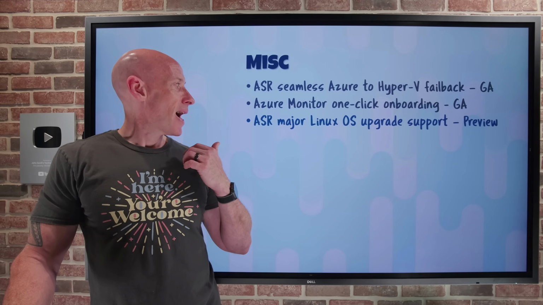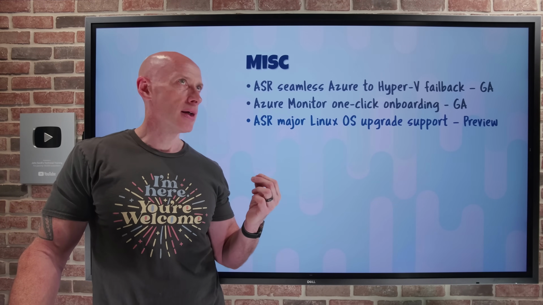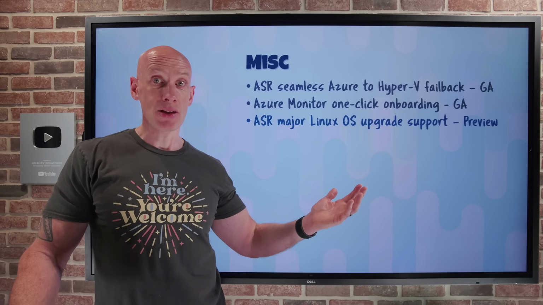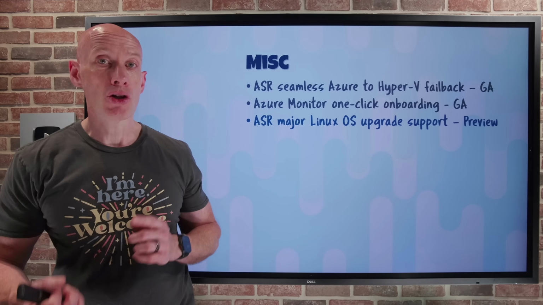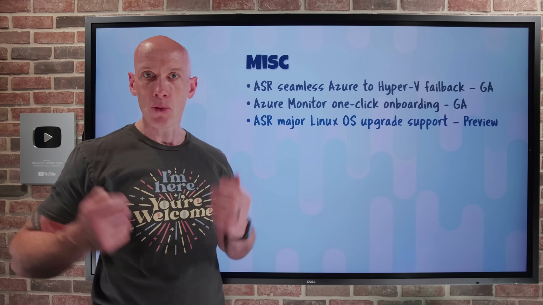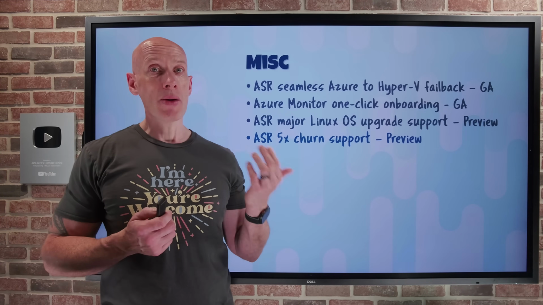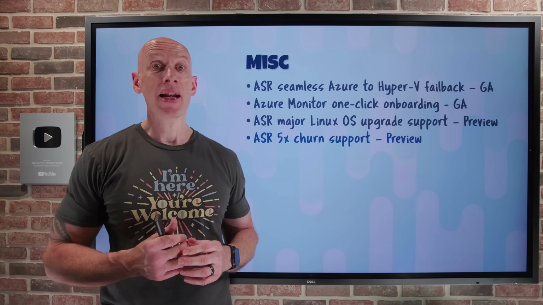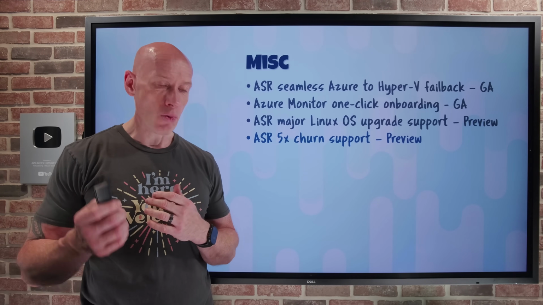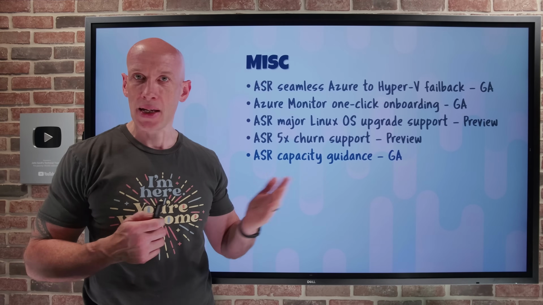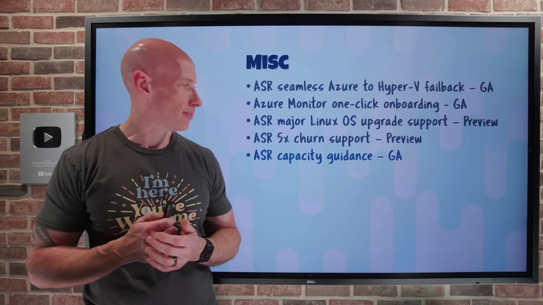Azure Site Recovery now supports a major Linux OS upgrade. So in the past, I would have to disable the ASR replication. But now, as long as it's Azure to Azure, I can do a major RHEL or SLES OS upgrade, and it will carry on replicating. Also, ASR supports 5 times the churn. So changes. So now I can have up to 500 megabytes per second per VM of changes, and that will still carry on replicating. You won't get any lag behind that. So higher IOPS workloads will carry on functioning.